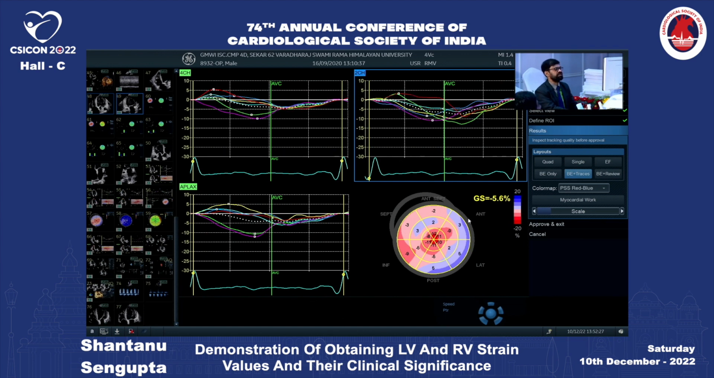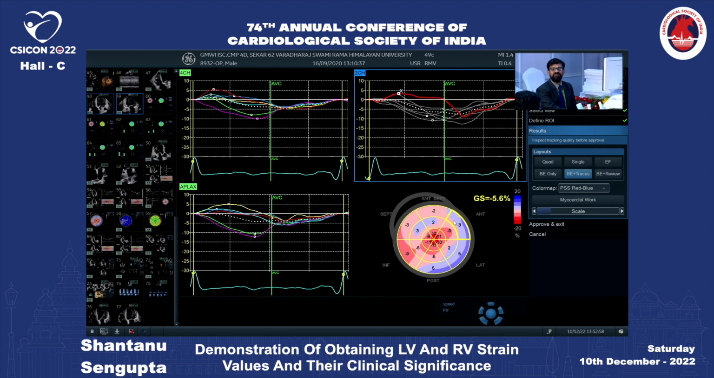It shows you a global pattern. It is called the global longitudinal strain. It is -5.6. Why is it minus? Normal is around -19, -20. Why is it minus? Because it is going away from the transducer. It is contracting. Okay, it is shortening. Normal is around -20.